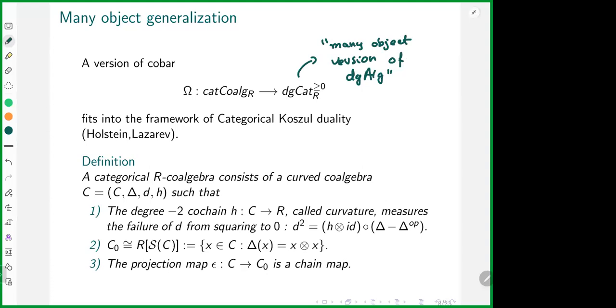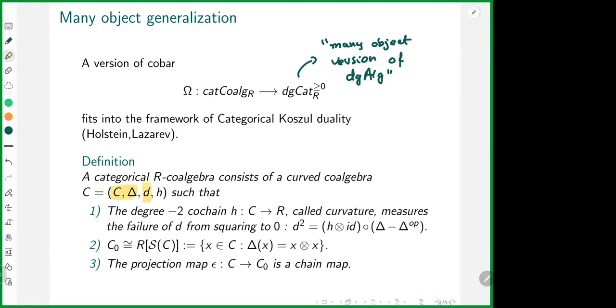Now, again, since in this talk I really care more about the coalgebra side than the algebra side, I'll talk about these more and kind of forget about these. But you know, there's an analogous story going on for DG categories. So what is a categorical coalgebra? A categorical coalgebra consists of this information right here. So C, delta, d, and h, where C and delta are a graded coalgebra. So notice I did not say differential. It's just a graded coalgebra.